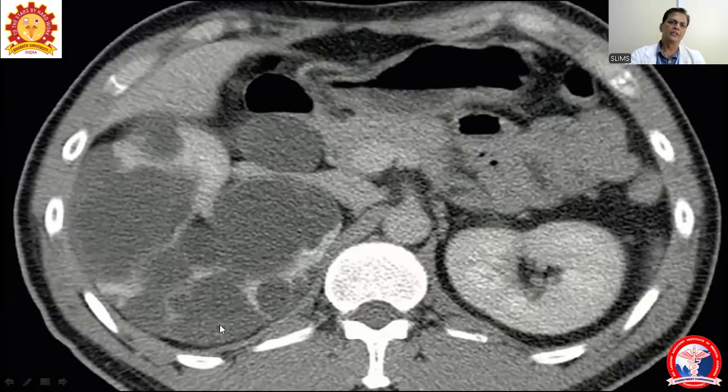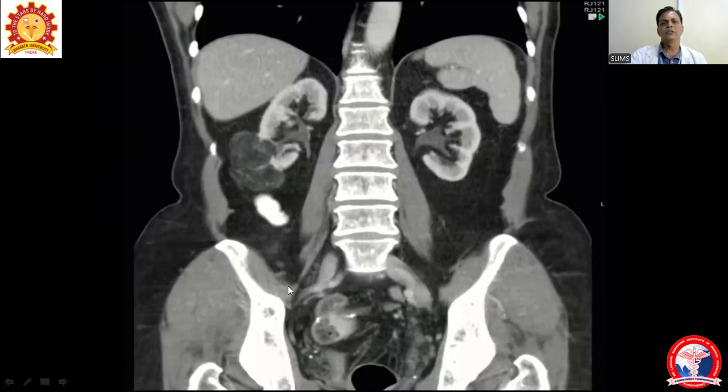Right kidney shows enlargement, cystic degeneration. Now we have seen ureteric calculus, renal calculus, nephrocalcinosis, then simple renal cyst as well as hemorrhagic renal cyst.